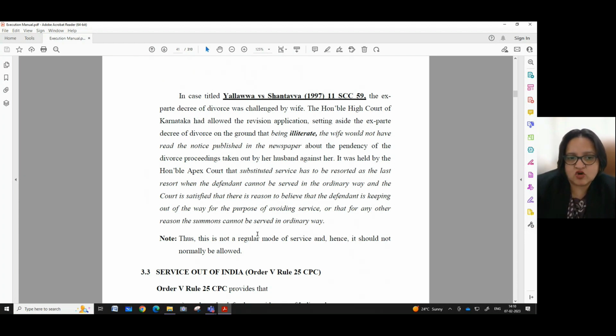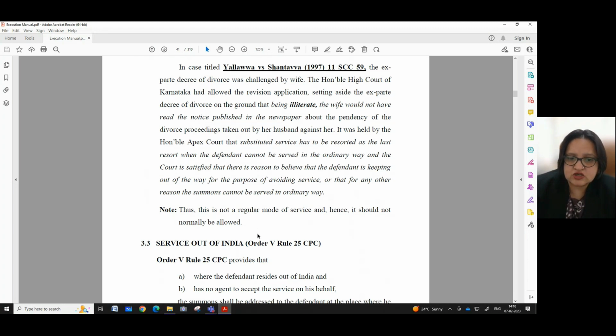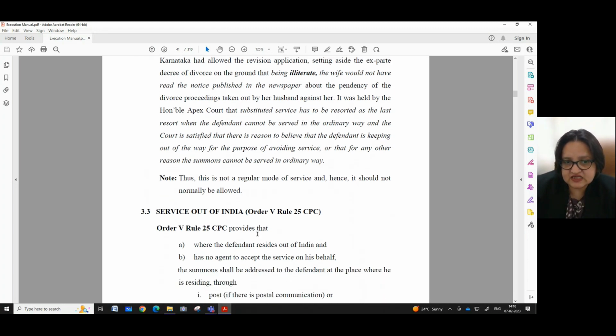It was held by the Honorable Apex Court that substituted service has to be resorted to as a last resort, when the defendant cannot be served in the ordinary way and the court is satisfied that there is reason to believe that the defendant is keeping out of the way for the purpose of avoiding service, or that for any other reason the summons cannot be served in the ordinary way. Note: thus, this is not a regular mode of service and hence it should not normally be allowed.